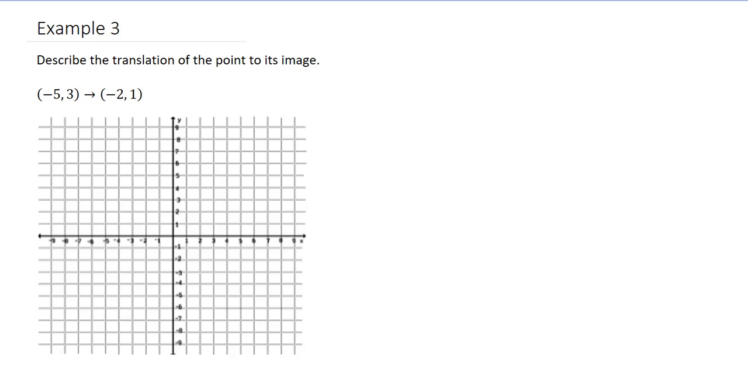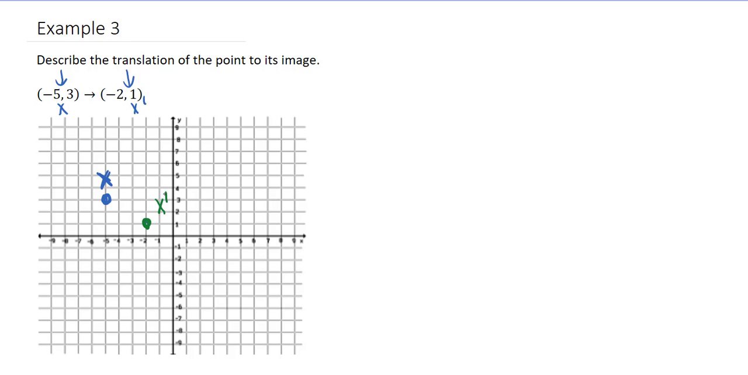Example 3. Now describe the translation of the point to its image. So we have (-5, 3) to then (-2, 1). So we have the origin. Let's go find the first one. So -5, 1, 2, 3, 4, 5, and then up 3, 1, 2, 3. Let's just keep it as x, and then we can make this x prime here. So (-2, 1). We go over 1, 2, up 1. Let's go a different color, and that's x prime.